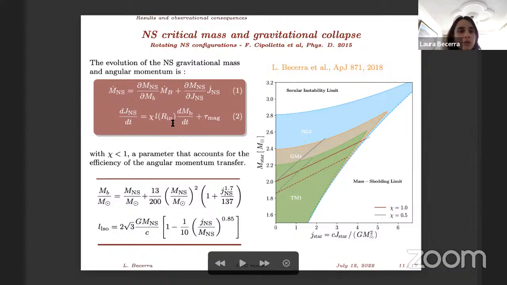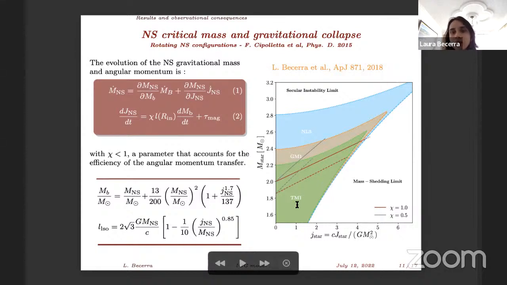And also I'm going to assume that the accretion occurred by a disk. So the angular momentum that the star will be accreting will be the angular momentum of the last stable orbit of this disk. So to solve these two equations, we have used the fitting formula of the solution of the uniformly rotating star from Cipolletta. And we are also going to assume that the star evolves through a stable state of uniformly rotating configurations.